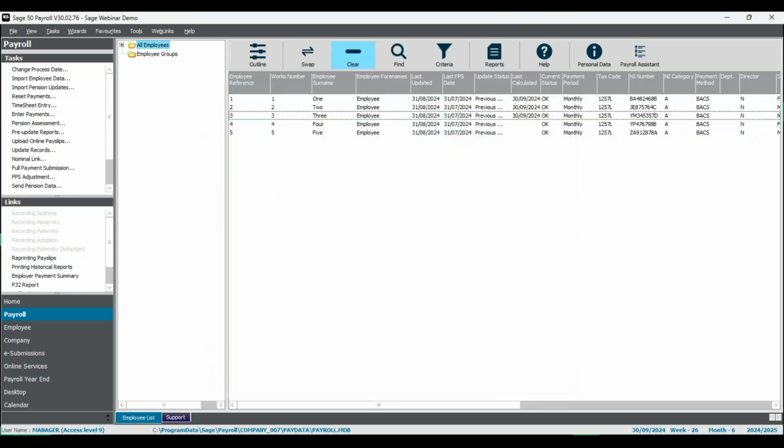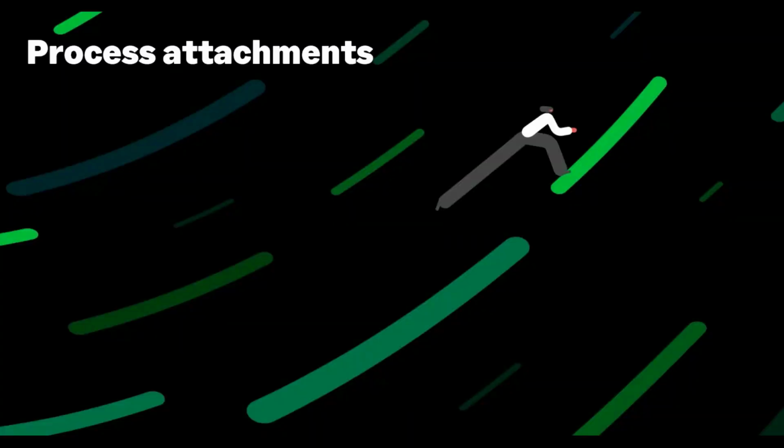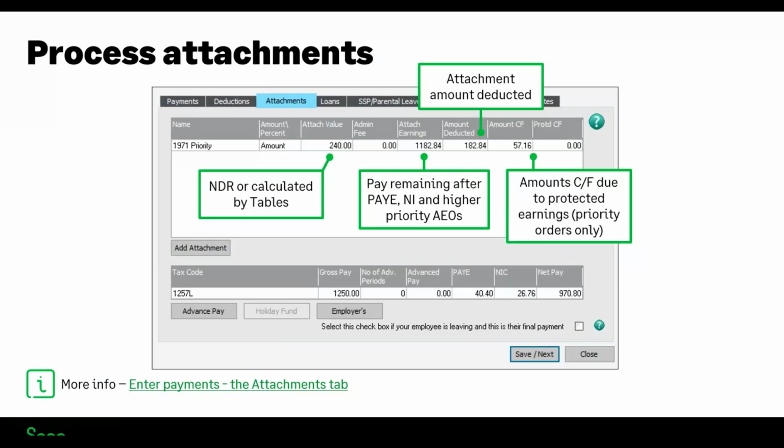There we go, and we'll just pop back to the slides now, have a little bit of a recap before we move on to the quiz. So the attachments tab in Enter Payments, this does give you all of the detail regarding the attachments. You've got the attachment value on the left, which is either going to be the normal deduction rate that you've added, or using the tables in the legislation in the company tasks.